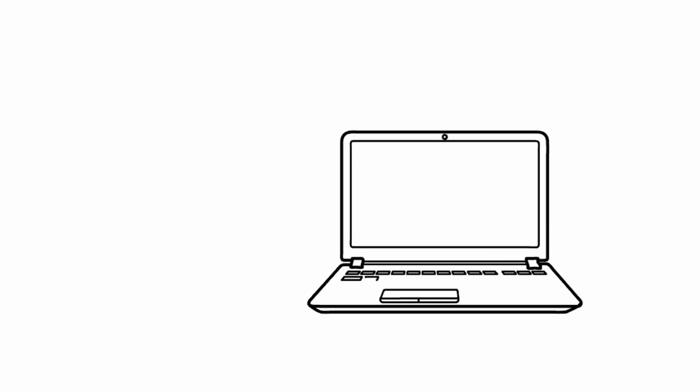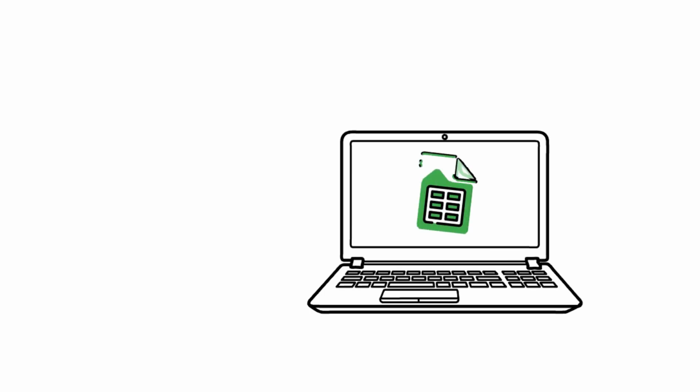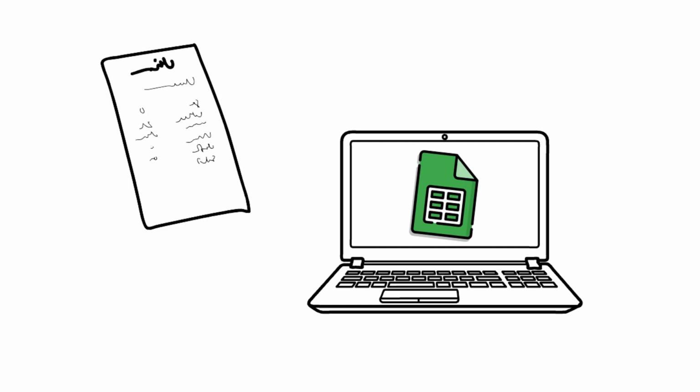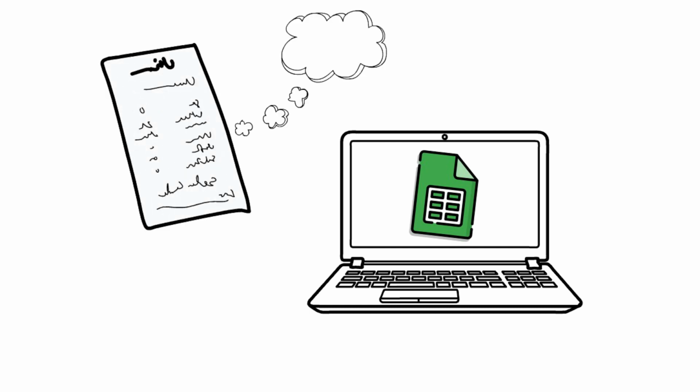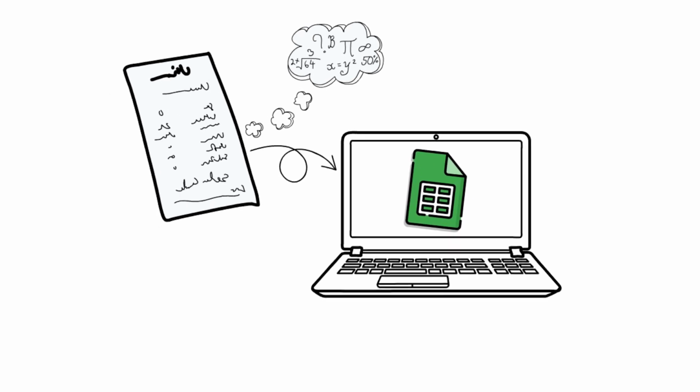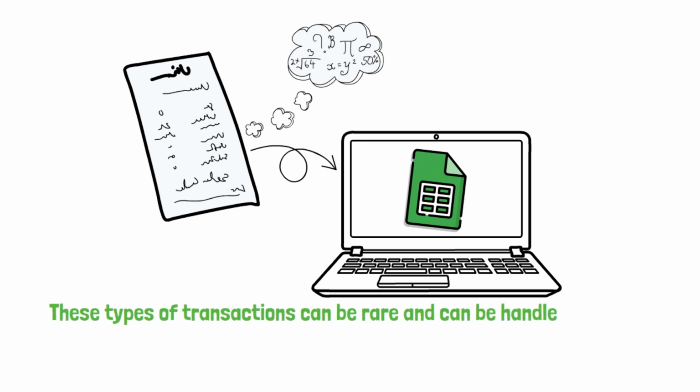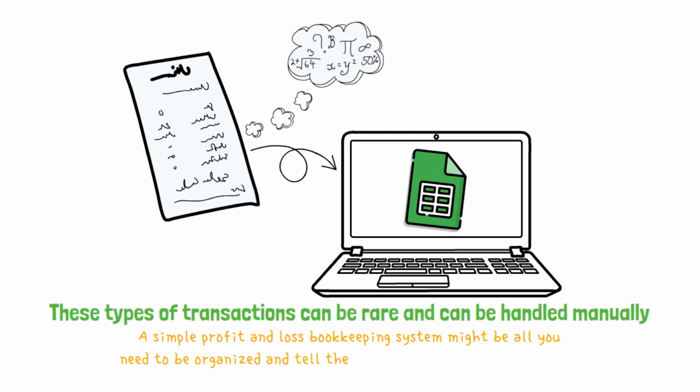As I mentioned before, this simple bookkeeping system will not capture some of the complex transactions that can sometimes happen in your business. But when you're just starting out, this type of transaction can be rare and can be handled manually. So a simple profit and loss bookkeeping system might be all you need to be organized and tell the financial story of your business.